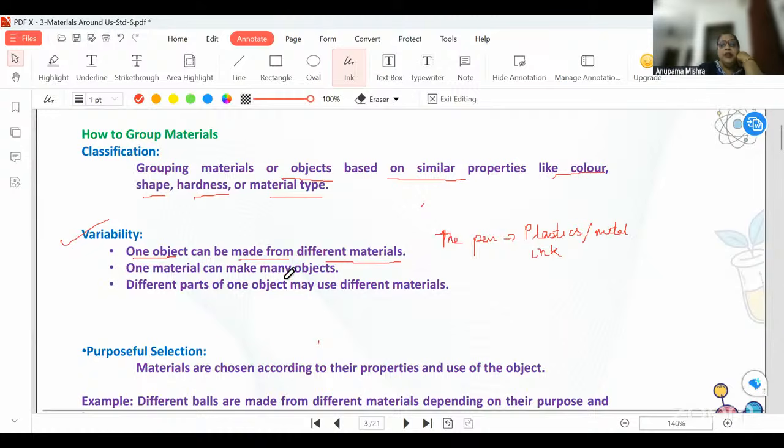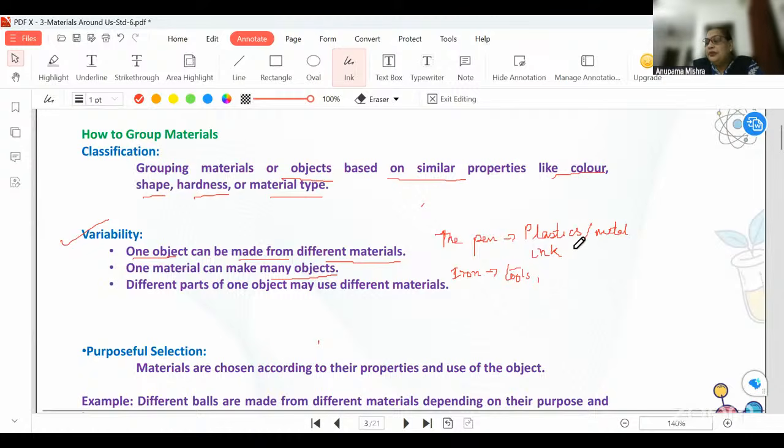One material can make many objects. Like if you take iron. Iron is required for what? To make tools, different tools.